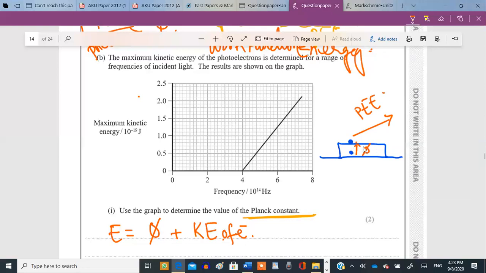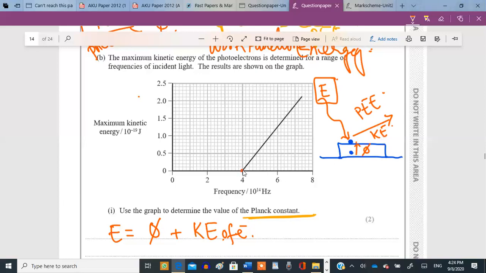Okay, after the photon's energy has been consumed in moving the electron to the surface, the rest of the photon's energy gets converted to the kinetic energy of the electron. So the total energy that the photon brings, it converts into two forms of energies. First one is the work function energy, and the second one is the kinetic energy of the electrons.